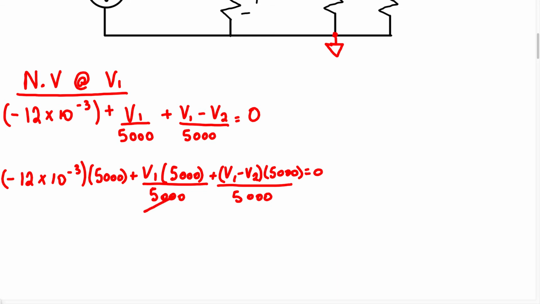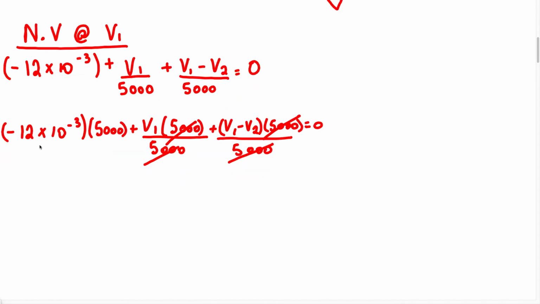Now, this 5,000 and this 5,000 are going to cancel out. And this 5,000 and this 5,000 is also going to cancel out. So when you simplify this now, this is going to give you negative 60 plus V1 plus V1 minus V2 equals 0.